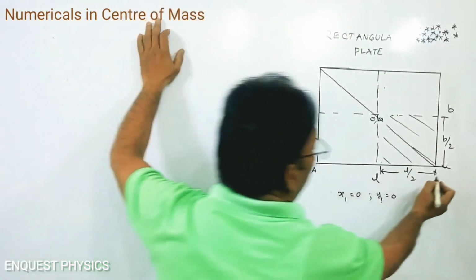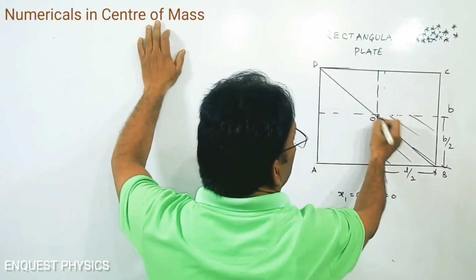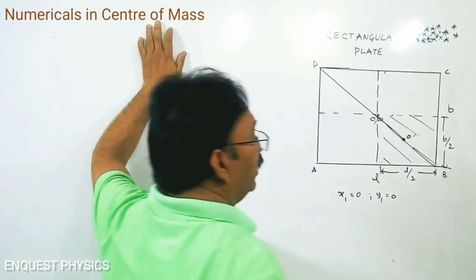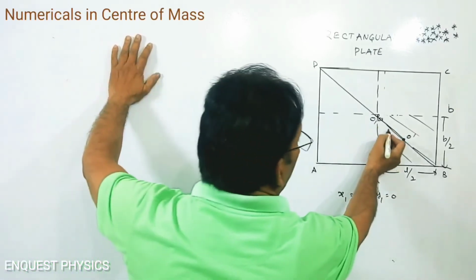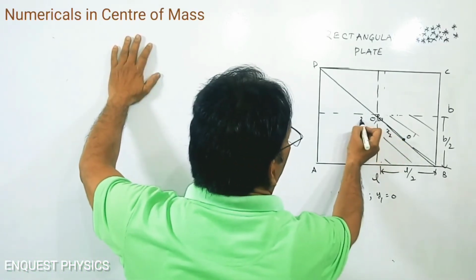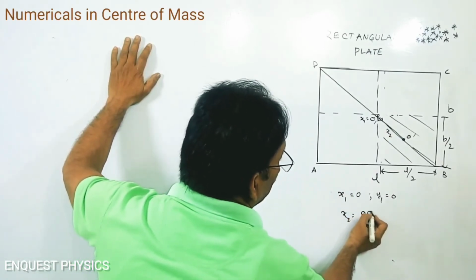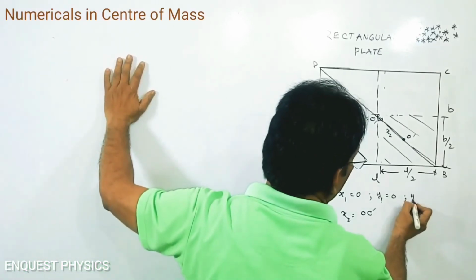Let's name it as A, B, C, D, with the center, and the center of mass shifts here, say it is O dash. Again we have to find out what is that x2. It is x2, students, it is x1. x2 is equal to O dash again. Okay, and y2 is obviously it is equal to 0.